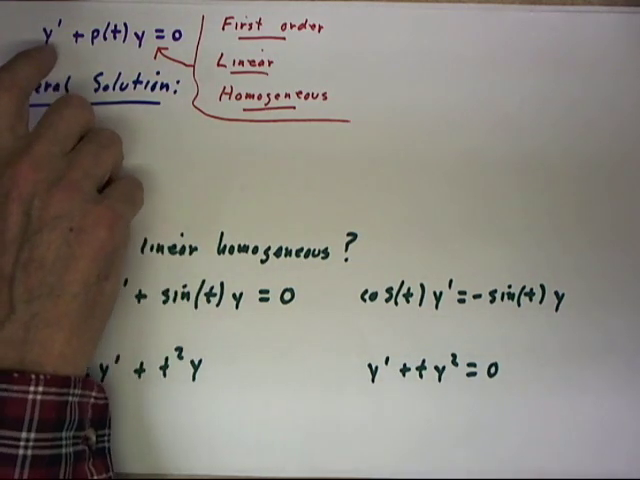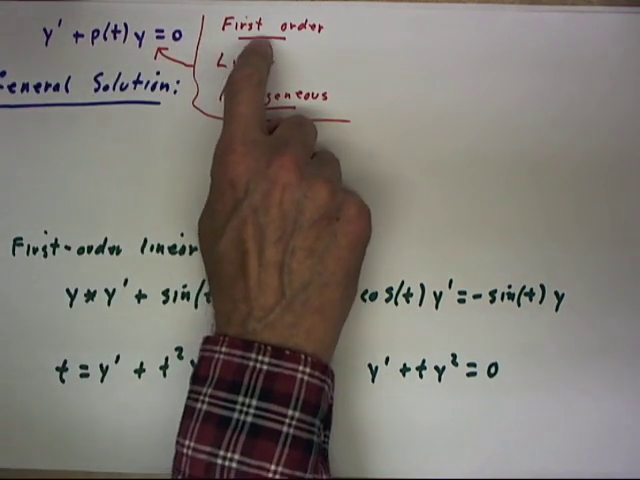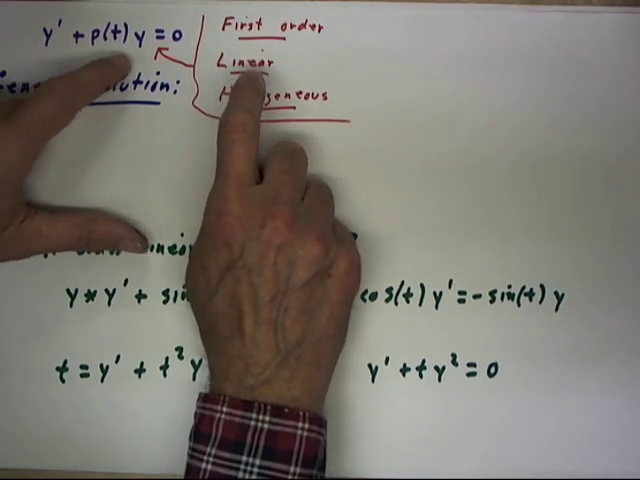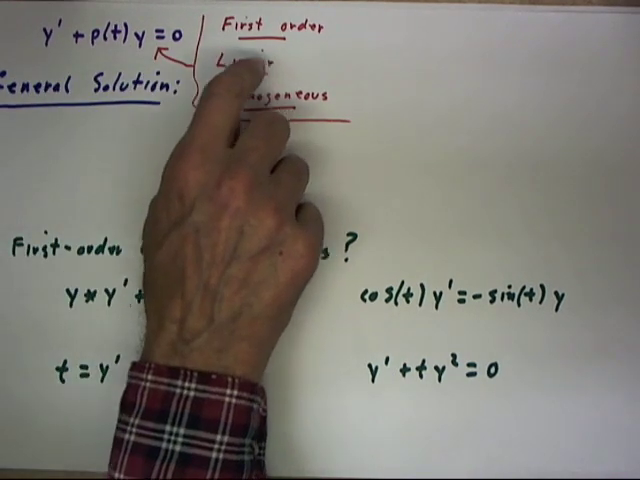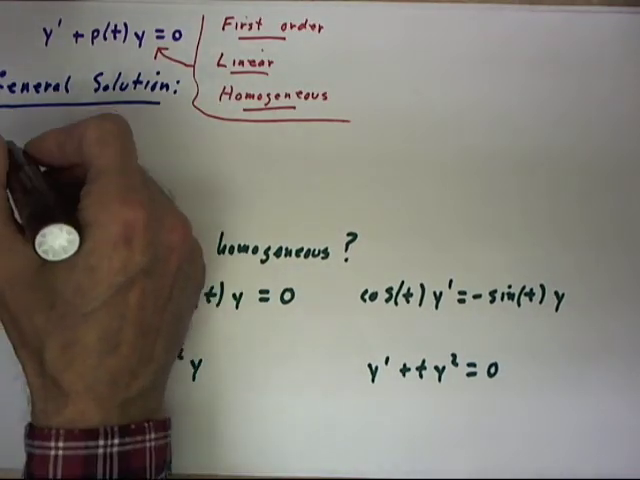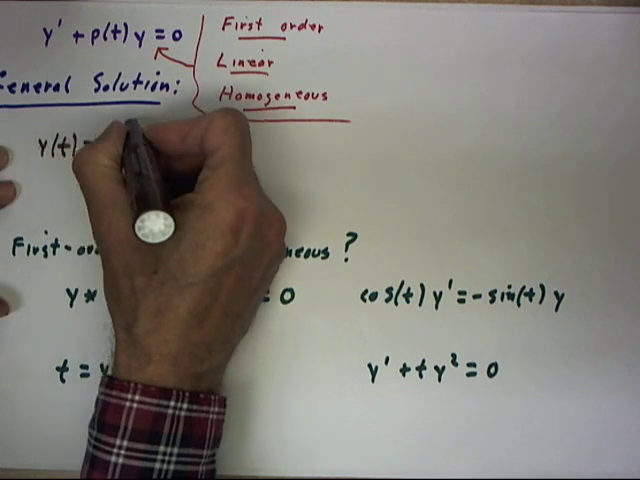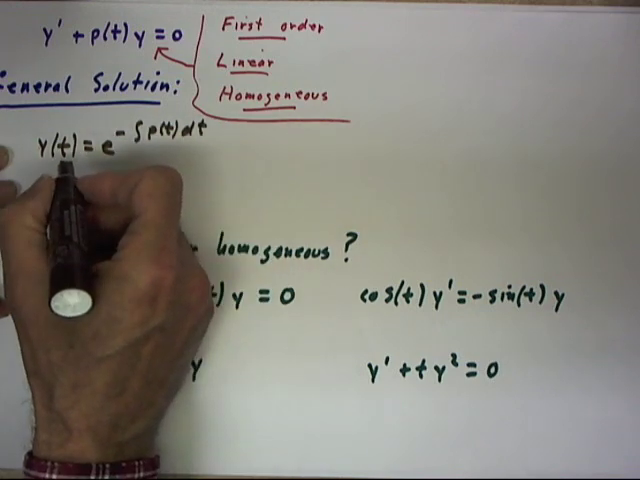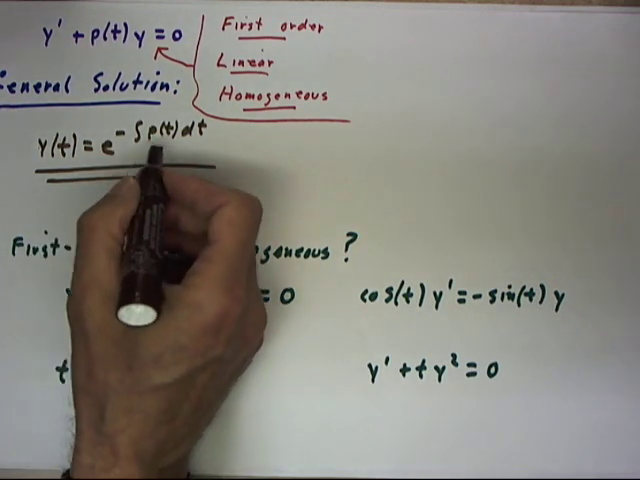We've seen now that the equation y prime plus p of t y equals 0, which is first order, highest derivative is the first, linear, no squares of y's or y primes or any of the derivatives of y, and homogeneous, equal to 0. This is a first order linear homogeneous equation, and now we have a general method for solving this equation, and that is simply that y of t will equal e to the negative integral p of t dt. So that is our general solution to this equation.